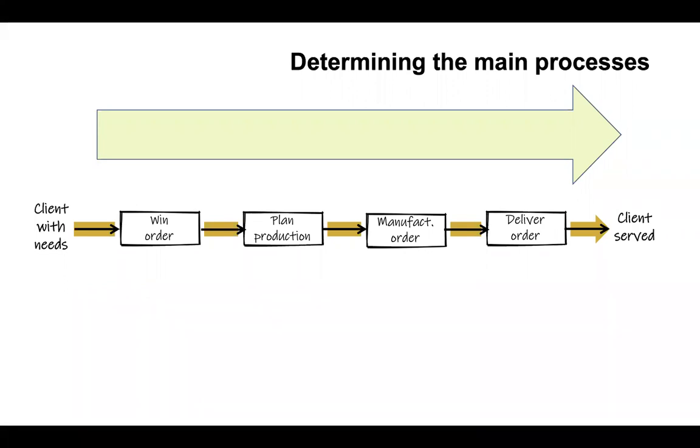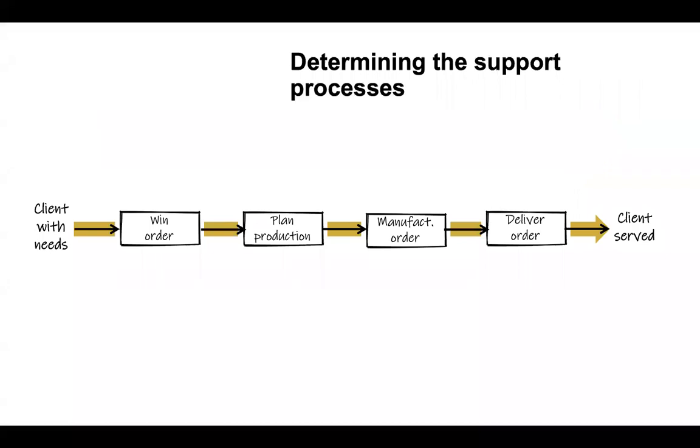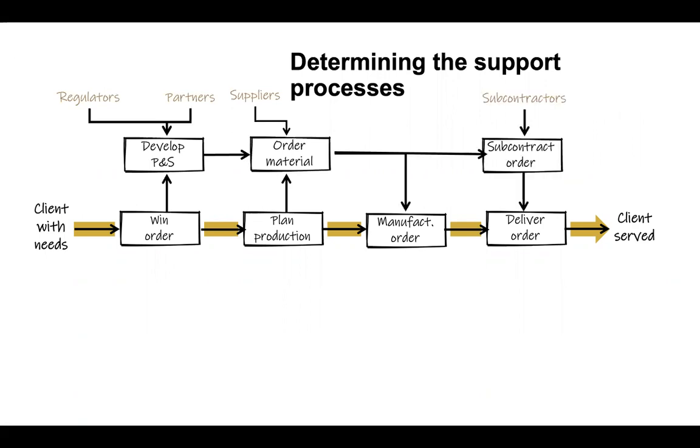Now let's consider determining the support processes. Repeating the technique, we determine the supporting processes and their relationship with their interested parties. So we need to develop products and services. We need to order materials. We need to subcontract. We need to prevent and treat breakdowns. Remember, by mapping processes, we want to develop a model of how our organization works, of how and which parts of our organization can be worked in order to meet objectives and to respect constraints.